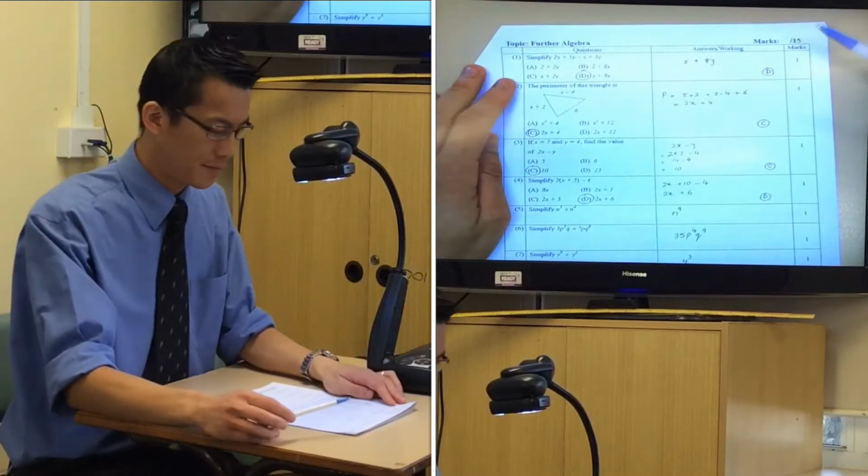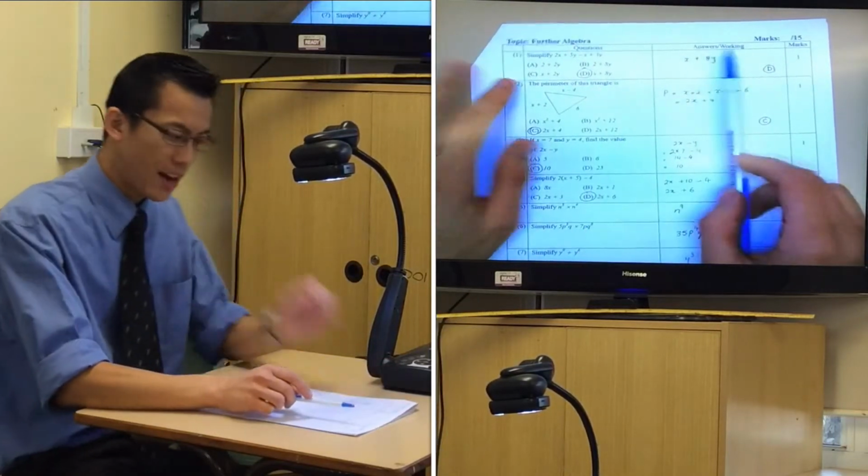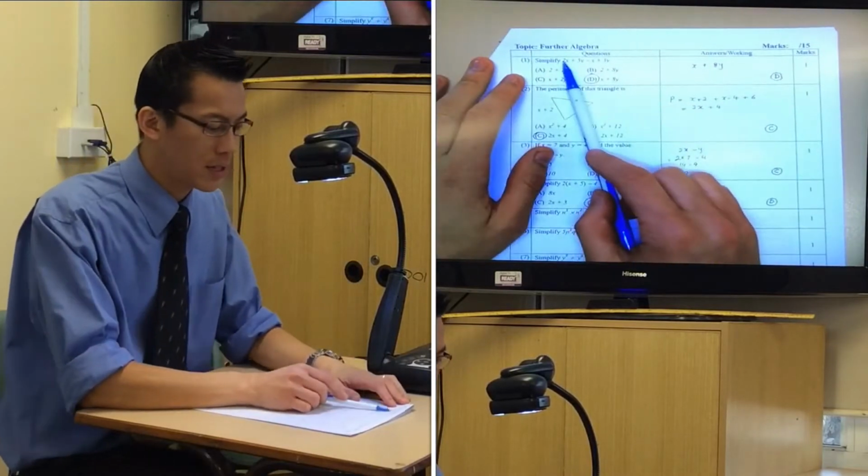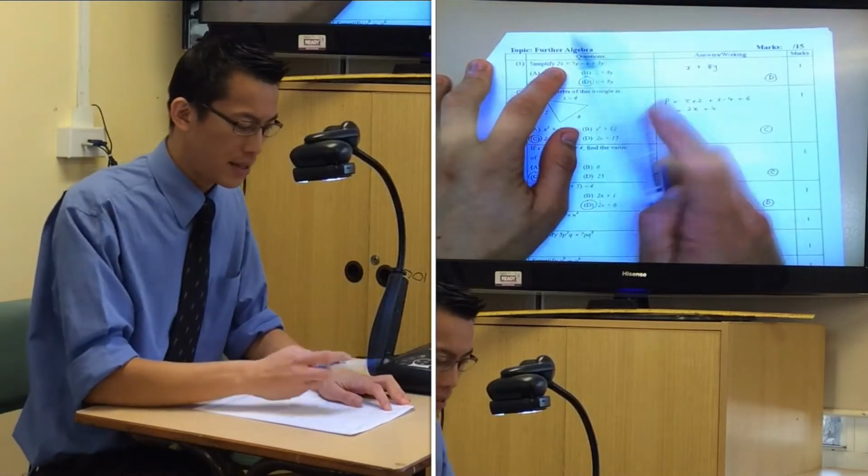Let's start with the algebra section, first topic. Simplifying started off nice and easy. So all you had to do was collect like terms here. You got your 2x and your x.